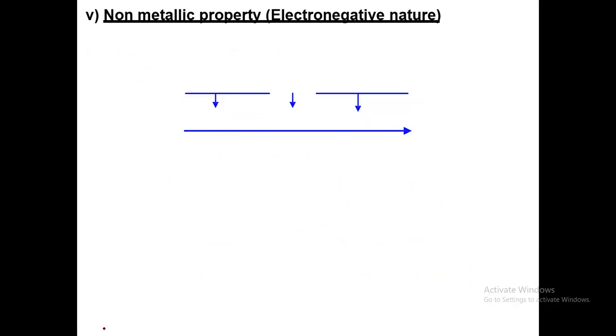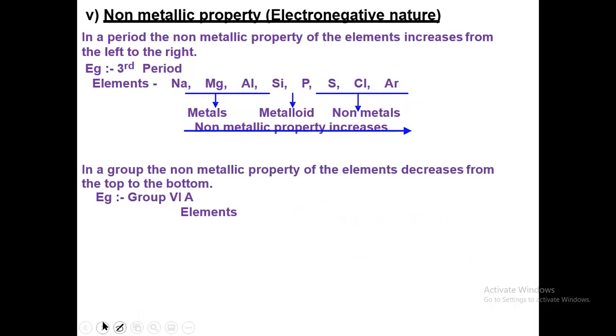Non-metallic properties mean electronegative nature and metallic properties mean electropositive nature. In the case of electronegative nature, in periods the non-metallic properties of elements increase from left to right. See, this is sodium. Sodium is a metal, magnesium is also a metal, but these are non-metals. So when we move from left to right, the non-metallic properties of elements will increase in the case of periods. But in the case of groups, the non-metallic property of elements decreases from top to bottom.